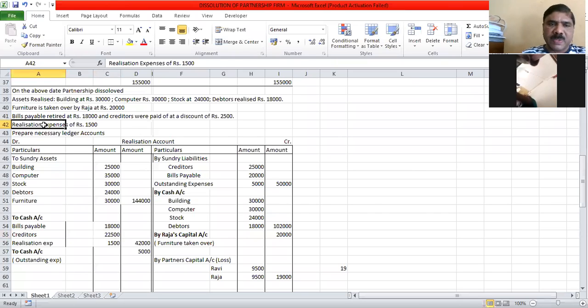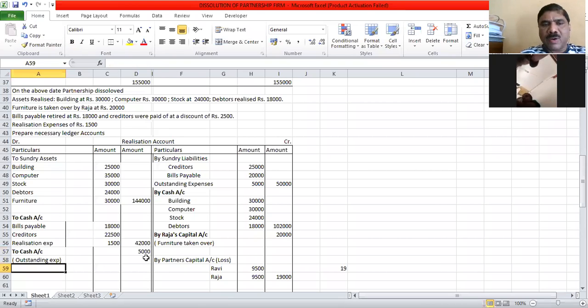Then realization expenses paid are 1,500. The total comes to 42,000 paid. That will be credited to the cash account, 42,000. Again, we have to check it. All the liabilities are paid, but here one more liability is left out, that is outstanding expenses, which also has to be paid by cash. So cash will be credited.